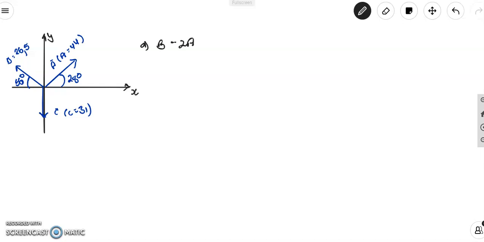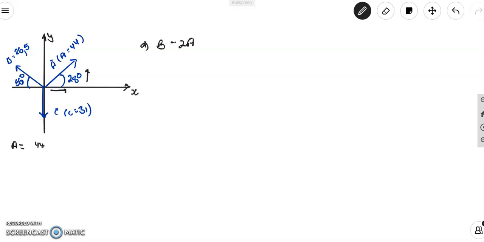So we're going to start off with A, writing A in vector form. As you can see, A is acting along the positive x. Its components are going to be like this. That will be the x1, and the y1 will be acting upwards. Up is positive, and to the right is also positive. So both of them are positive.